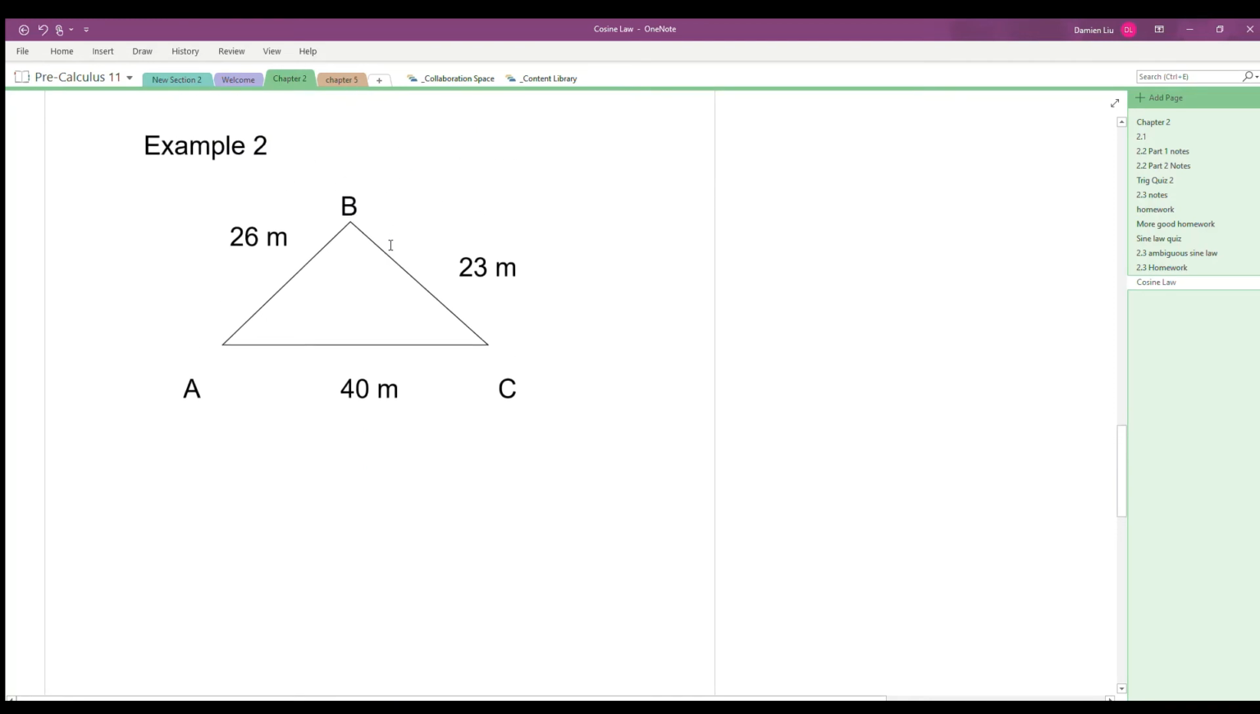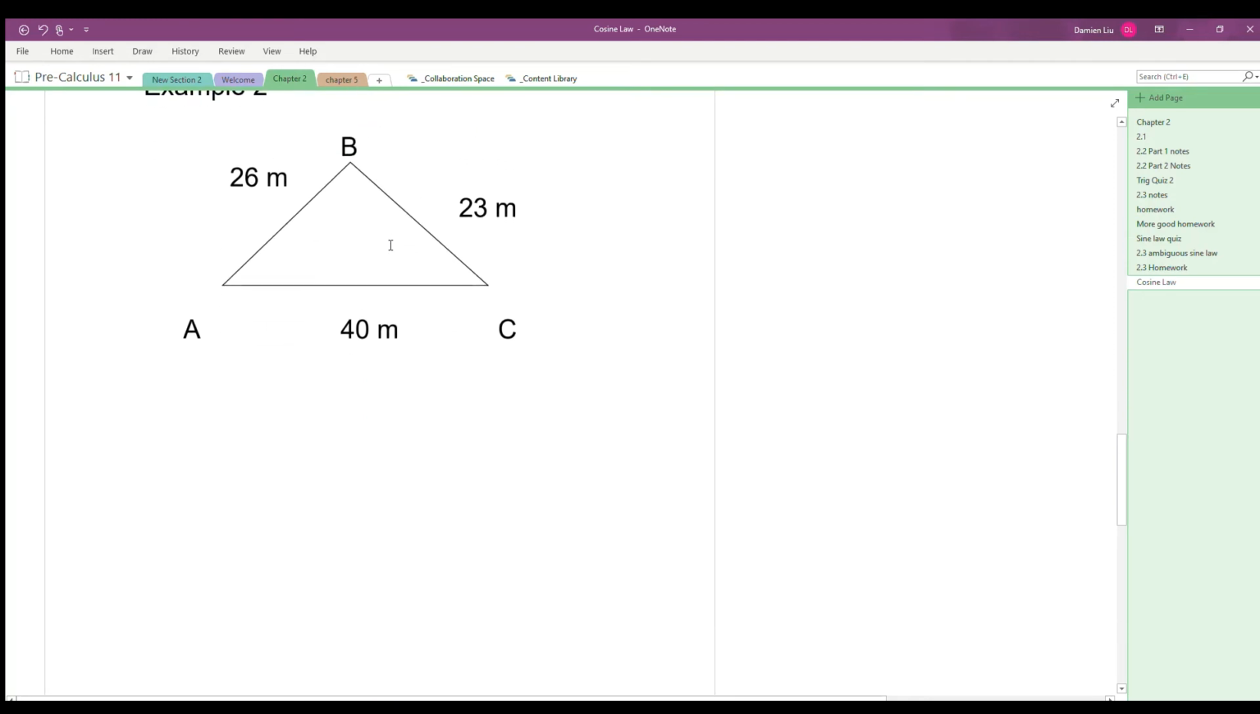Example number 2, same idea. If we're asked to calculate all the angles inside here, we can. We'd start off with trying to find one angle. All right, we have 3 sides. We don't have a matching pair, so we can't go sine law.